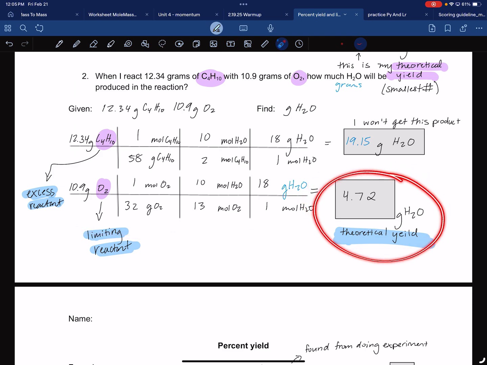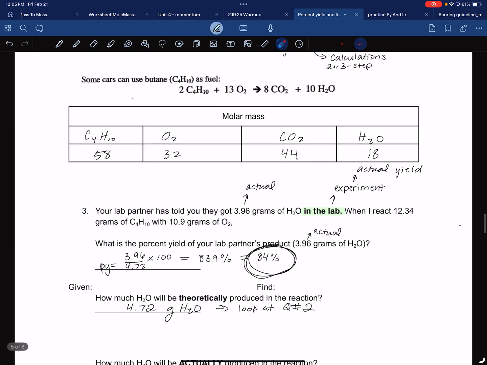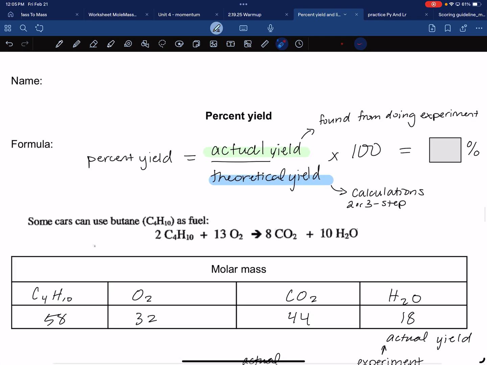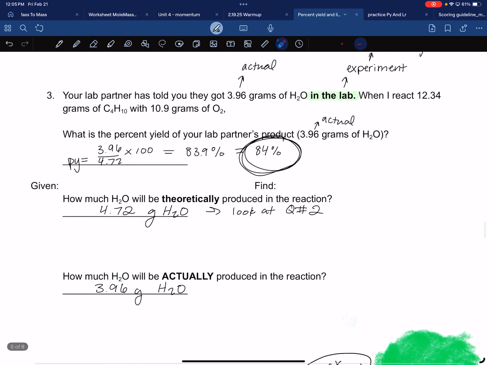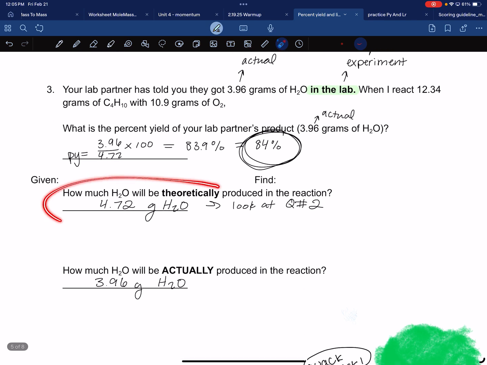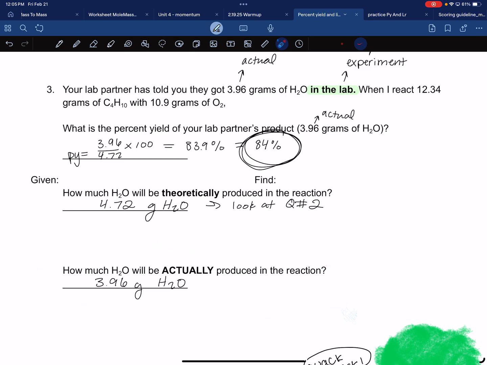I can take this and put this into my percent yield. However, that is not going to be the problem that we're dealing with today. This is an example. And let's just go to percent yield, reminding y'all of what we did yesterday. We have our percent yield calculation over here. We were able to determine, yes, 4.72 is my theoretical. My actual is 3.96, which was given to me. I put actual over theoretical, multiply by 100, and that's my answer. Okay, so let's go ahead and go back to our problem.